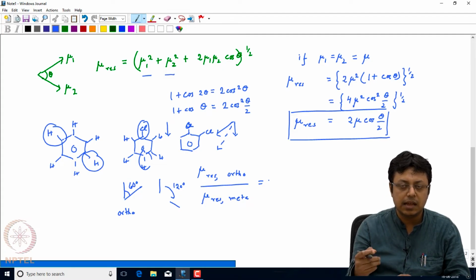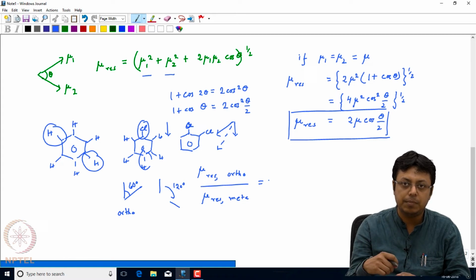So, it is a CCl, and opposite to it in the para position, just the opposite carbon position, you have a CH dipole moment. So, the resultant will be the same, and you can think that for these disubstituted benzenes it is basically a resultant of the two dipole moments, but oriented at a particular angle.